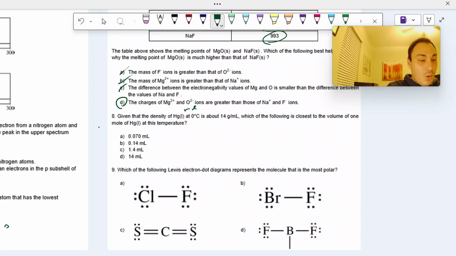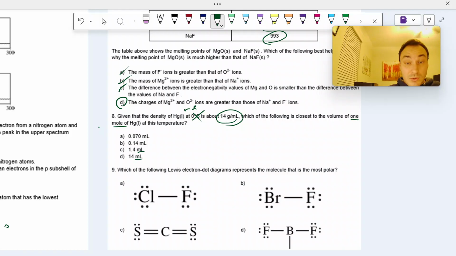Okay, we're given a density. So first of all, temperature is a complete misdirection. We haven't done anything with temperature this year yet. Don't pay attention to the temperature. That's just there to distract you. We're focusing on this. Density is 14 grams per milliliter. And we want to know how many milliliters is 1 mole of mercury.